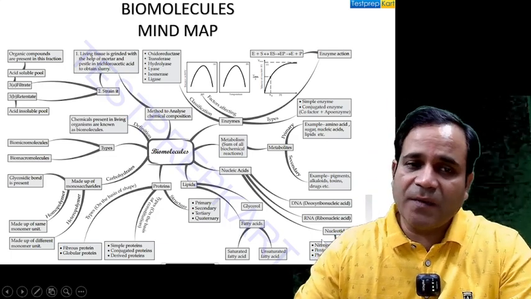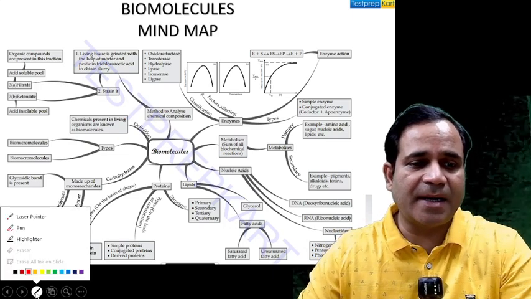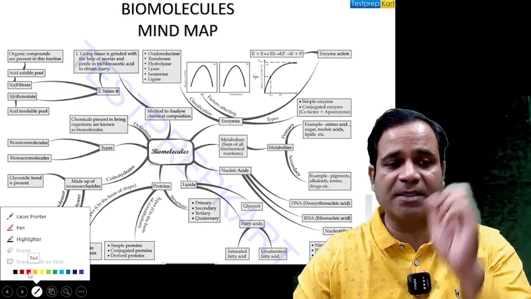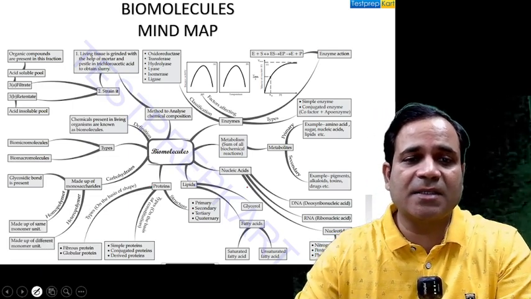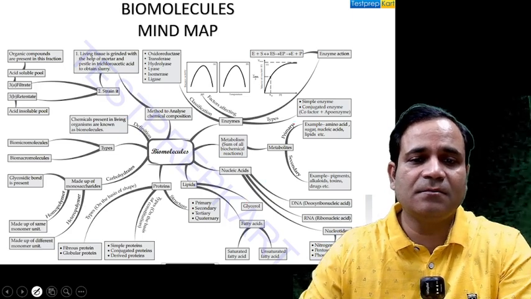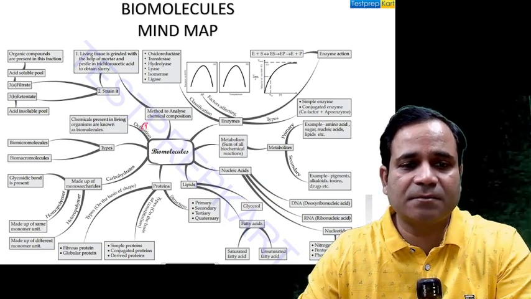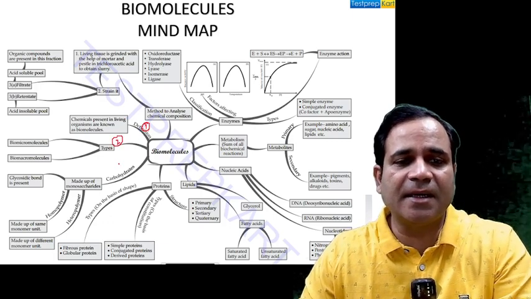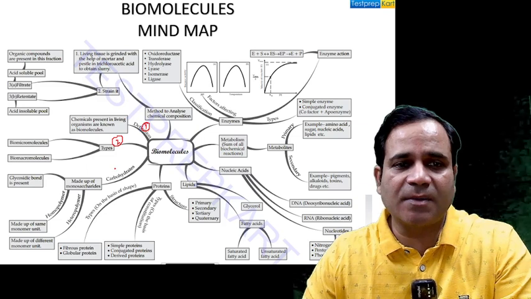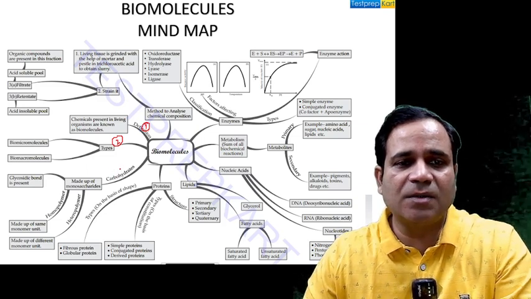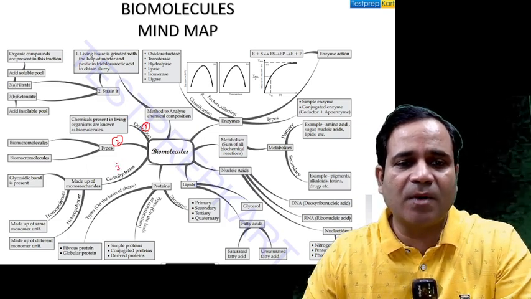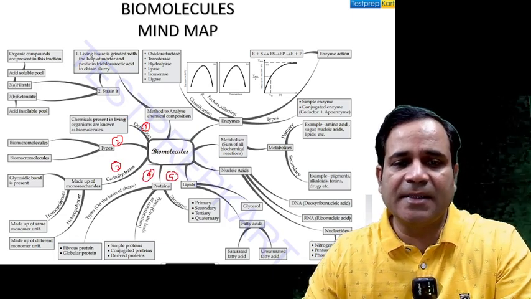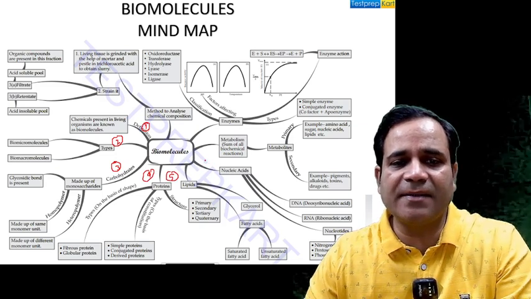So see how we start this mind map, dear. The question is how we start the mind map. Let's see. First we start from the definition. Then after that we discuss types. Then in biomolecules we discuss which things? That is carbohydrates. Then proteins, then lipids, then nucleic acids we discuss.